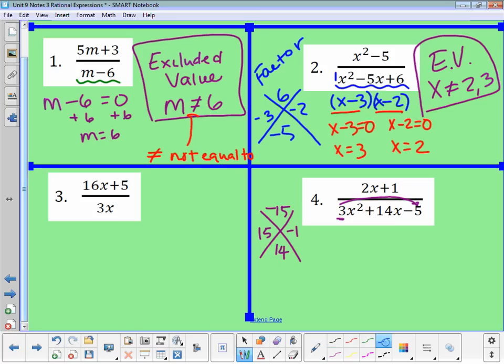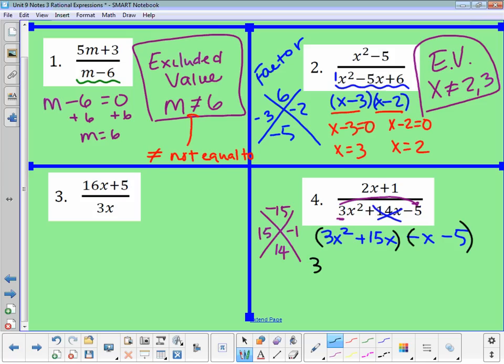In this case, that happens to be positive 15 and negative 1. So now I'm going to split my middle term. Get rid of the 14x. I have 3x squared plus 15x minus x minus 5. And then factor by grouping. So I'm going to group those two.